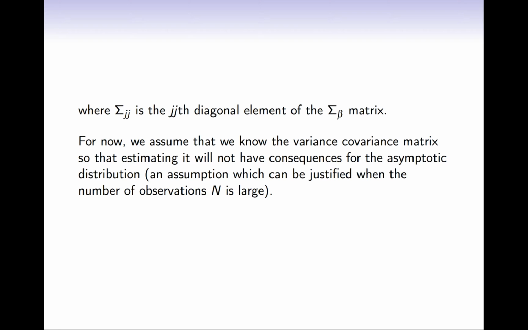In practice, if you have a small sample, the sigma matrix estimation can make a difference, and you get an F distribution instead of chi-square if you set it up as a chi-square test. But for right now, just assume that we know it, or that the sample size is large enough that we don't have to worry about the estimation, because it complicates matters a little bit.